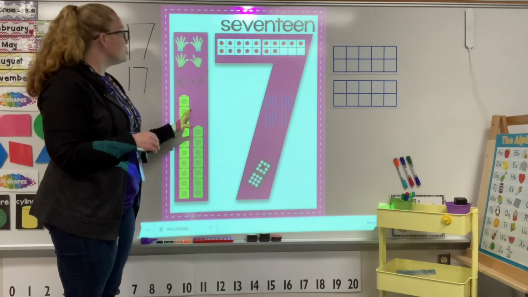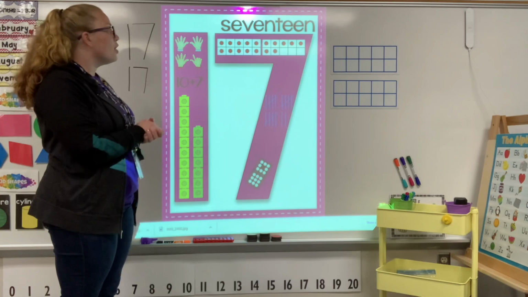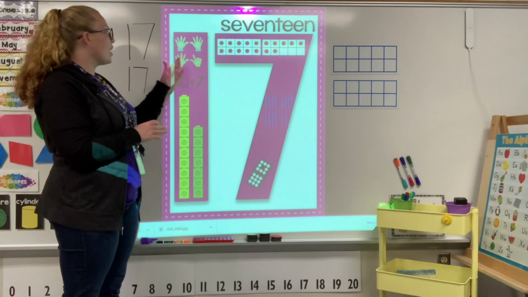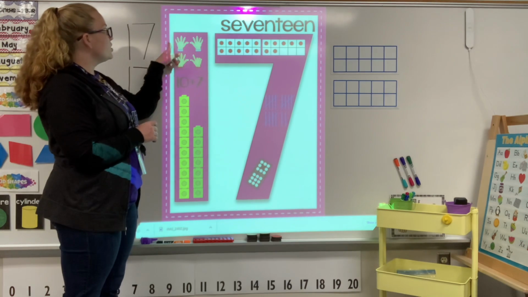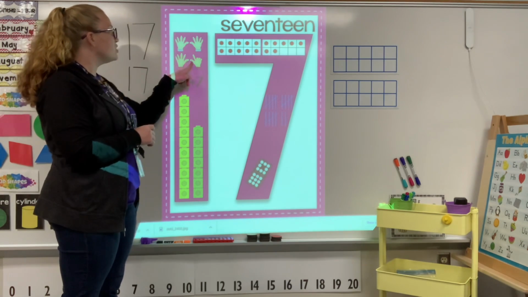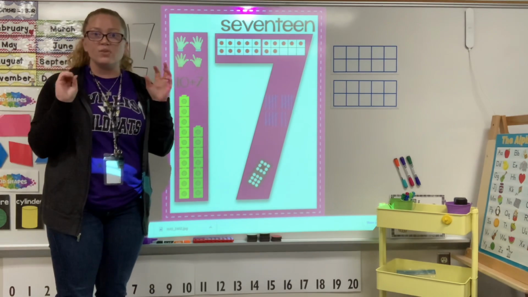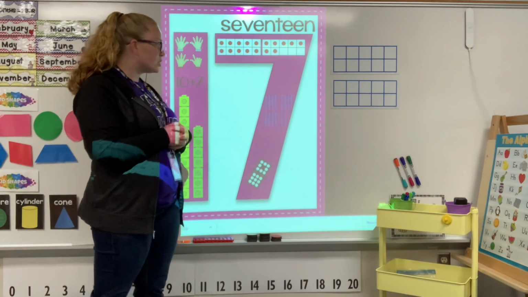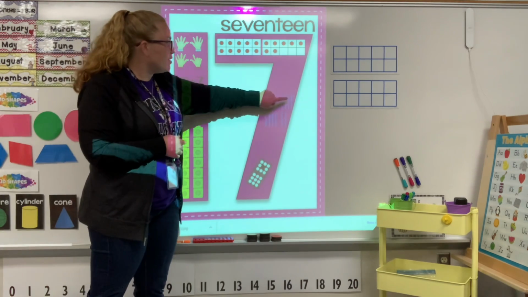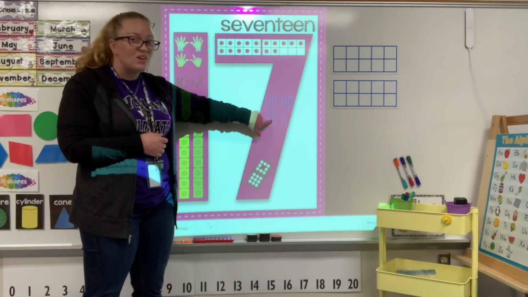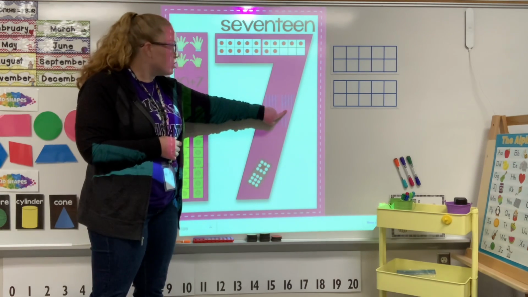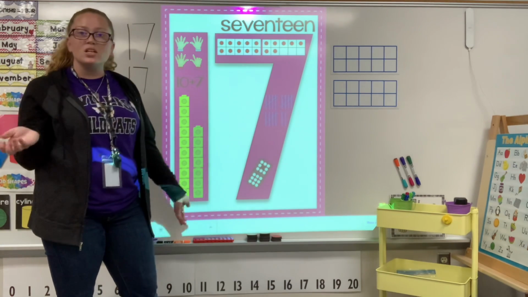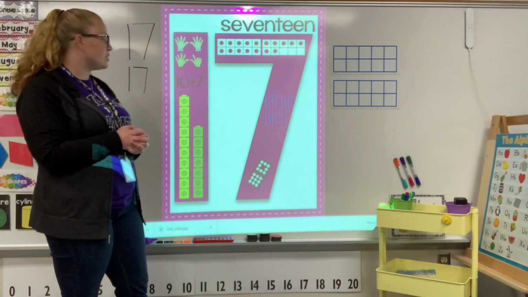So this poster shows us all the ways that we can represent the number 17. We can use our hands, our counting fingers. So we have 10 and 5 and 2 more. All of those fingers, if we counted them, would make 17. We have tally marks. So we have 5 and then 5 and 5 more. That's 15. And then if you have 2 more tally marks, that's 17. So that's another way to represent the number 17.